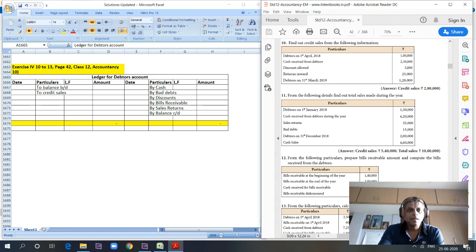Exercise 4. We will try to cover these 4 problems and solutions today, 10 to 13. I'm on page number 42, Standard Tool Accountancy in Accounting from Incomplete Records. Okay, let's get into the details now.